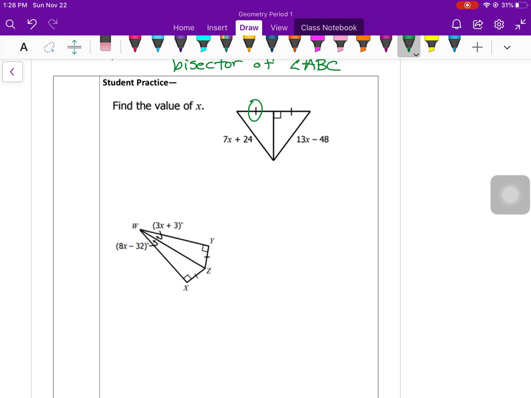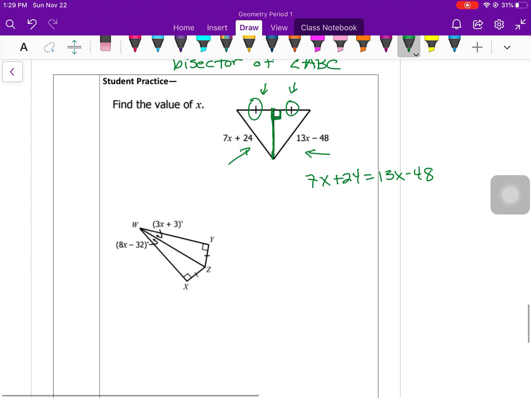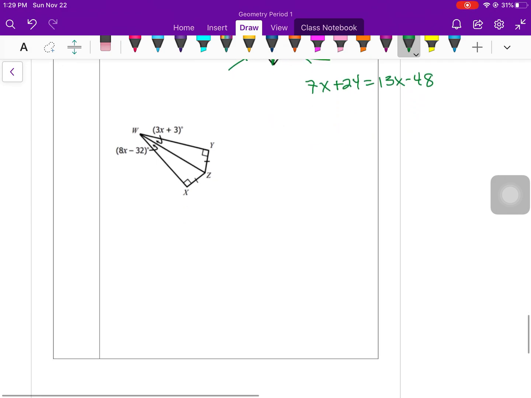So we're going to find the value of x. Let's see what we're dealing with here first. We've got two congruent pieces, and we have a right angle. So we know that this is a perpendicular bisector. If this is a perpendicular bisector that breaks this into two congruent pieces, I know that this side has to equal this side. So we know that we can set our equation up as 7x plus 24 is equal to 13x minus 48. Finish that, solve it for the value of x, and then submit your notes when you're completely done.